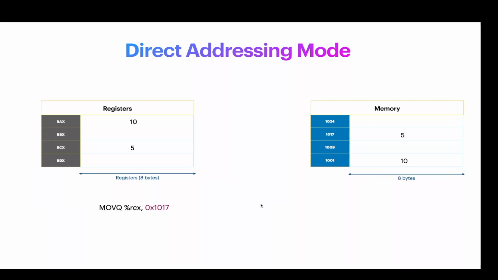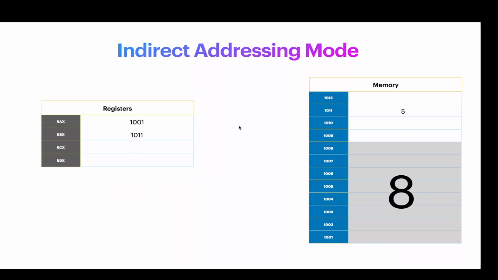So the takeaway for the direct addressing mode is the memory address is available as part of the instruction. One of the operands could be the memory address, and it is available as part of the instruction itself. And the memory address is directly accessible, meaning the value or the data is stored directly in that address, or the data is read directly from that address.